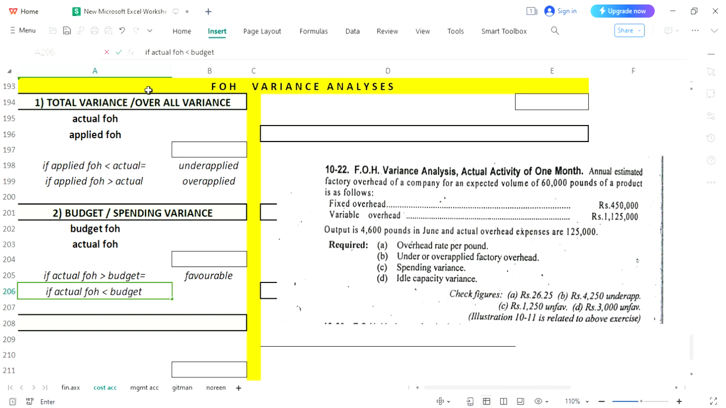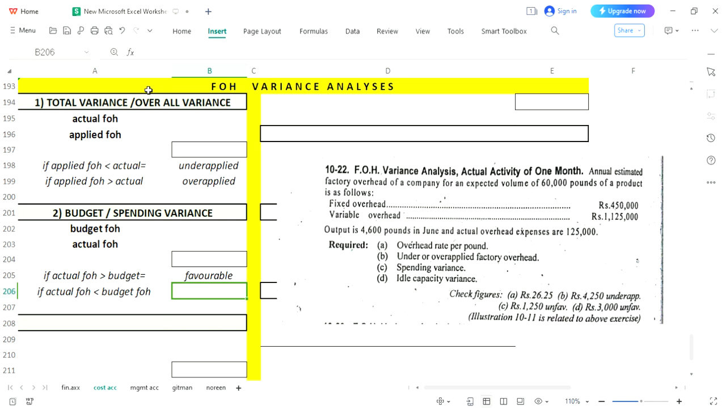then what will happen? Your actual is less. That means it would be a comfortable situation for you because you are spending less. If actual FH is more than your budget, it is unfavorable, and it is favorable for you if actual is less.